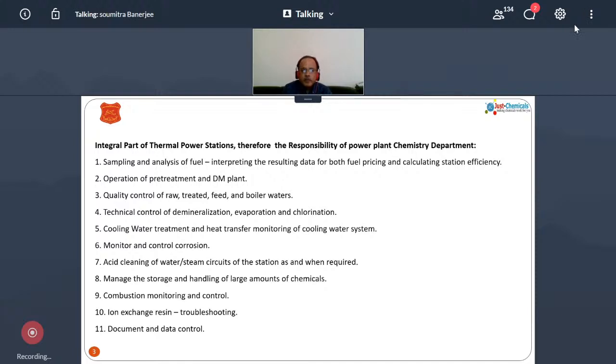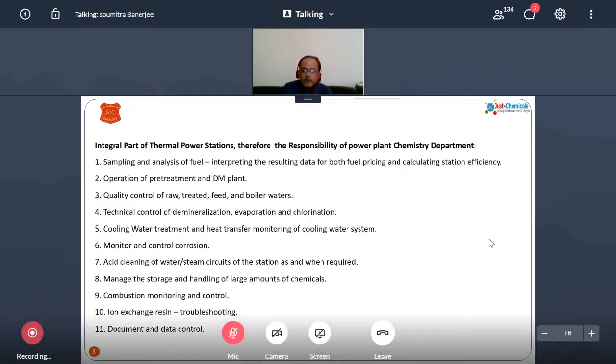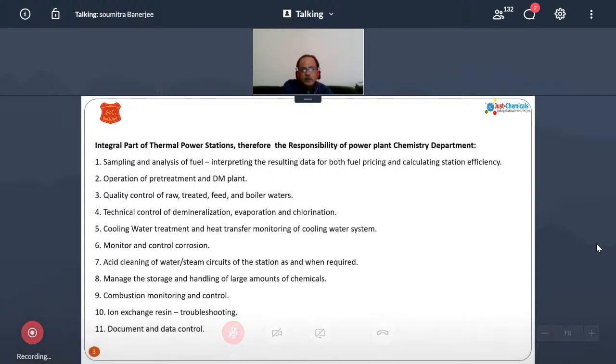And lastly, but importantly, the document and data control. This is our job in power plant chemistry, and this has been taught in the applied chemistry department. The applied chemistry department makes people competent enough to handle things when they join any power plant chemistry department.